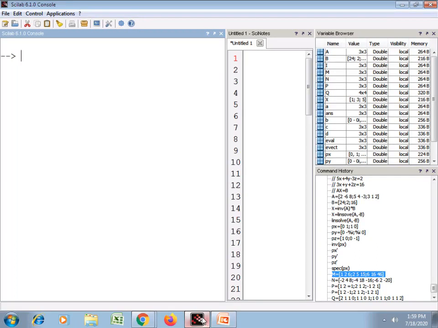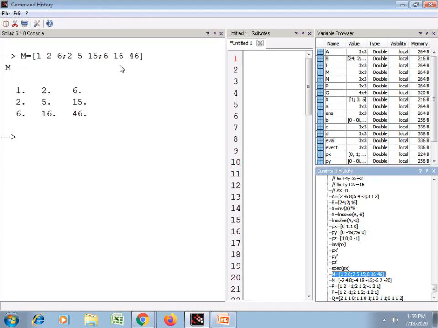The inverse of any matrix A is also a matrix such that the product of matrix A and its inverse matrix is an identity matrix. So we take first a 3 by 3 matrix M having elements in the first row 1, 2 and 6, in the second row 2, 5 and 15, in the third row 6, 16 and 46.